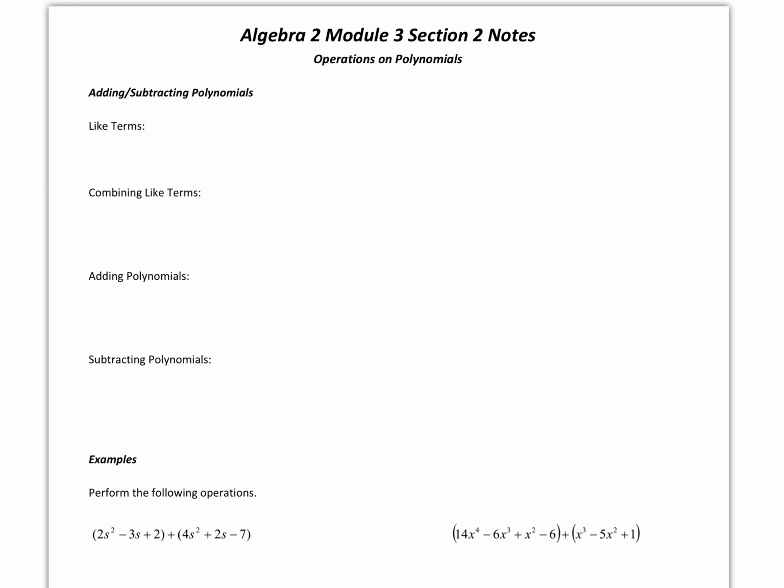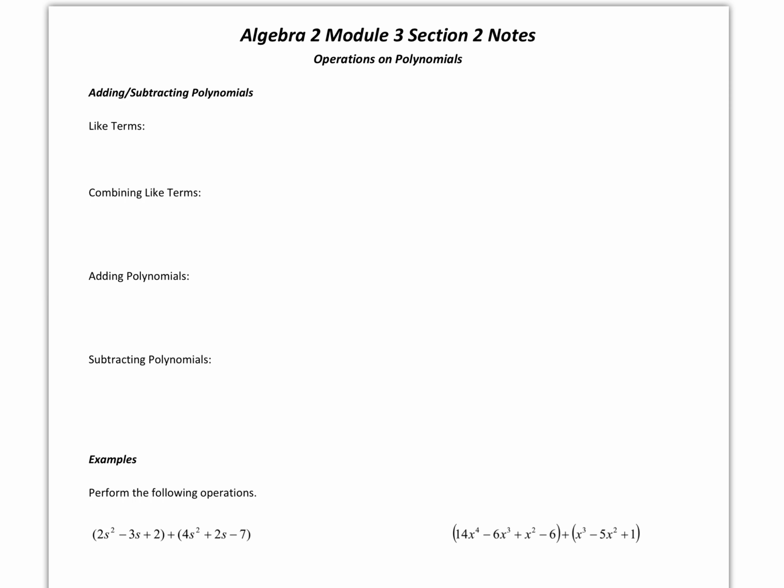Okay, we're looking at Module 3, Section 2 right now. And in Module 3, Section 2, we're talking about operations on polynomials. So we're going to see adding, subtracting, and multiplication. Not until Section 3 are we going to focus on division. But in Section 2, we're grouping addition, subtraction, multiplication together. So let's start with adding and subtracting polynomials.